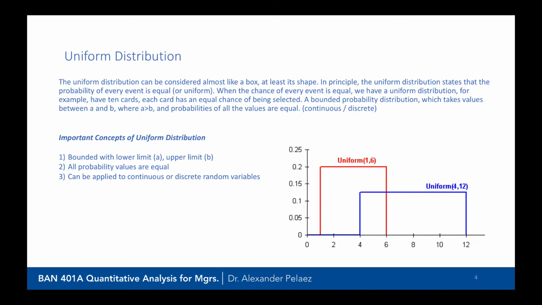Some important concepts of the uniform distribution are this. It is bounded with a lower limit A and an upper limit B. All probability values are generally equal, and it can be applied to both continuous or discrete random variables.